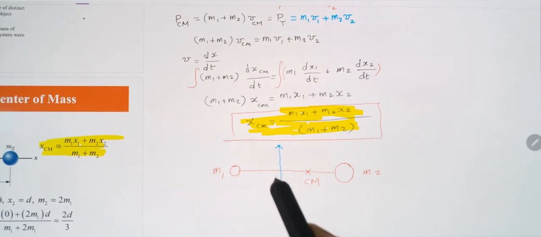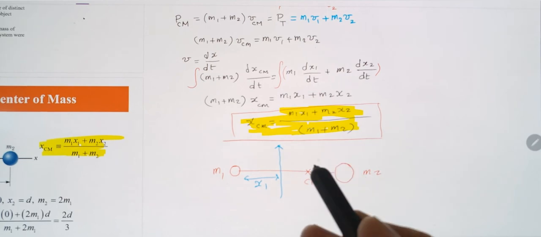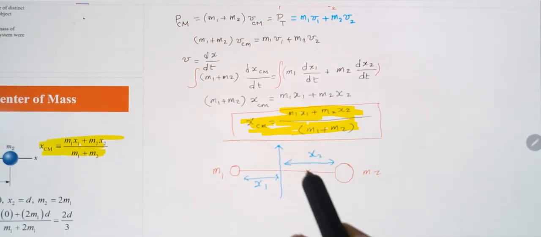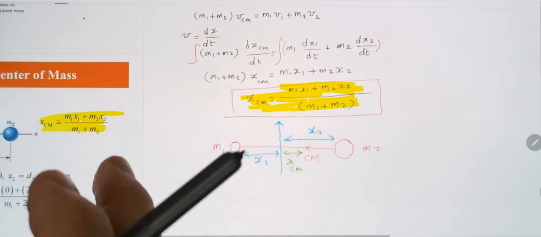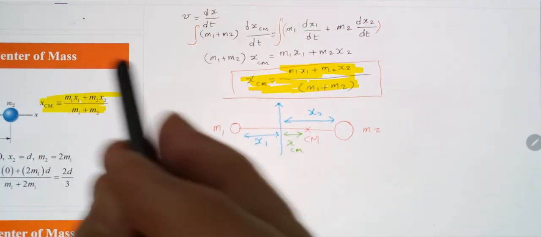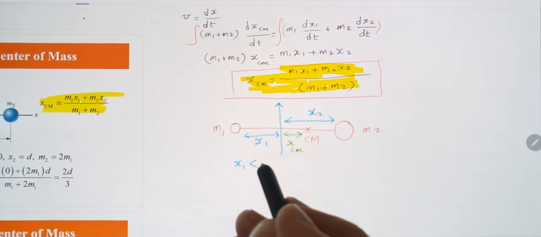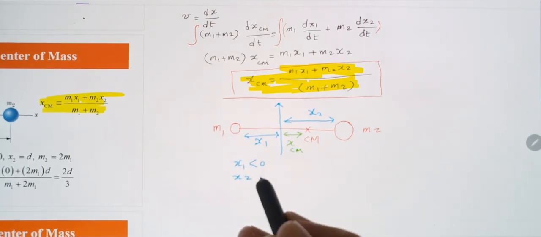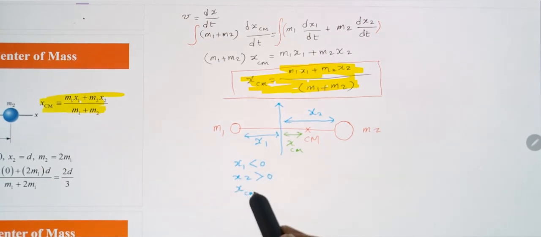And then this is x1, this is x2, and this is x center of mass. So here x1 is negative, x2 is positive, and x center of mass will be positive.